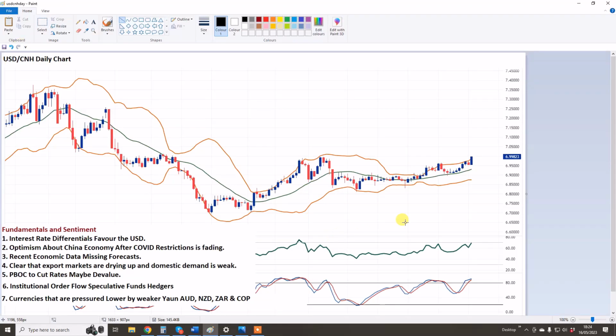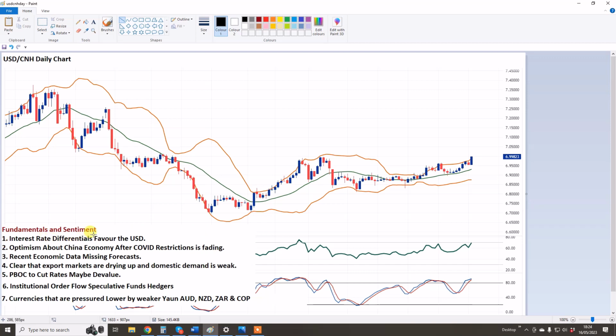Right, USD CNH daily chart. In terms of this breakout, it's a really simple trade setup. Regular viewers probably guessed where we're going to buy, where we're going to put the stop. I'll go through that in a moment, and also the targets and why I've picked them. So I'll draw some levels in a moment.